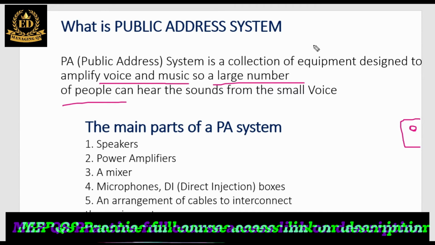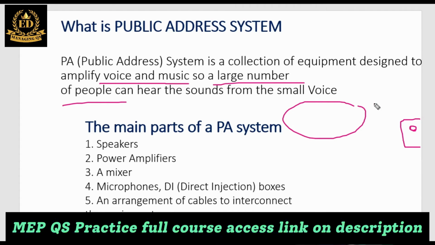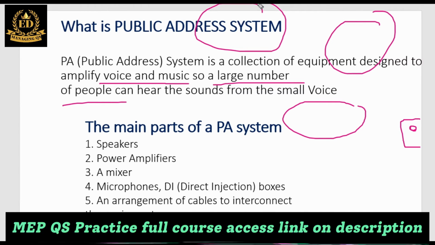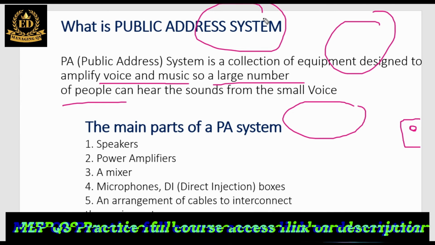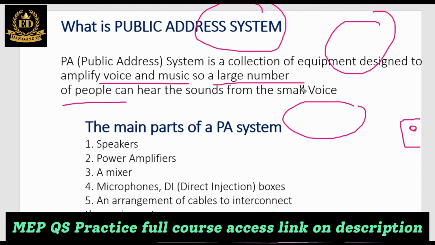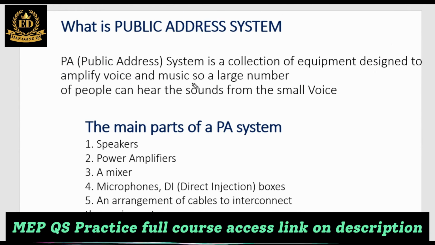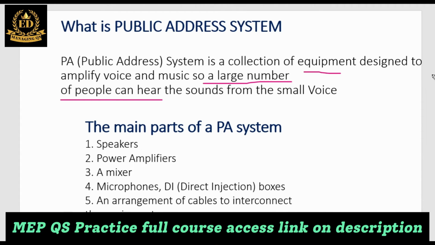So we can say like this: at the airport, and also in some shopping malls and metro stations, we can hear some advertisement or some instruction from the management. This is the public address system. The small voice can be amplified by the devices and sent to a large number of people from some equipment. So we have to understand this point.